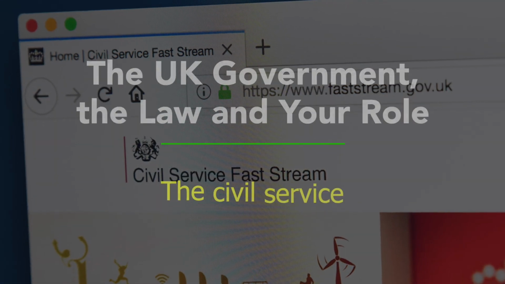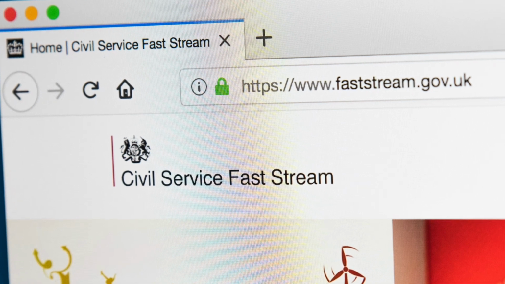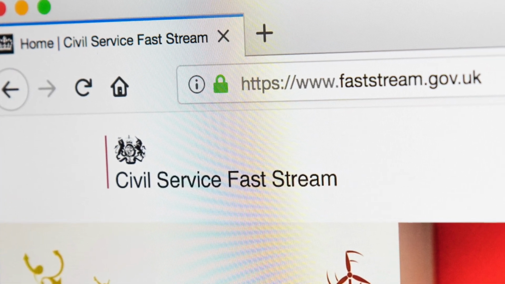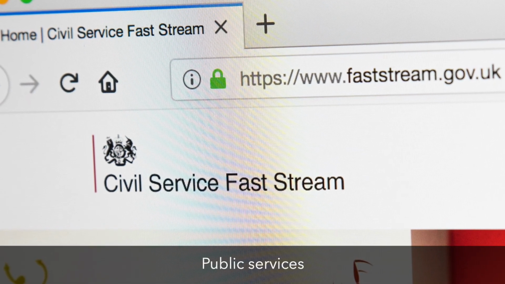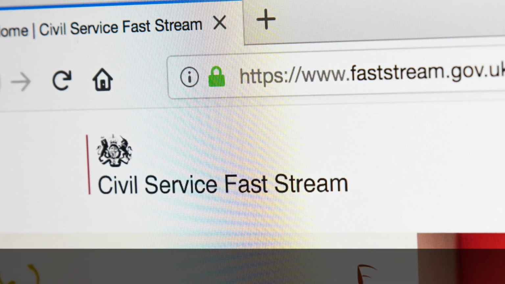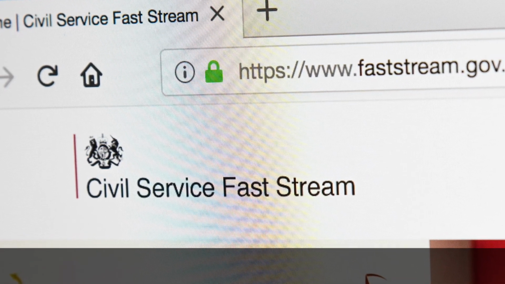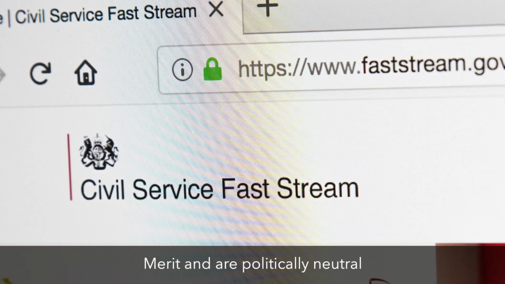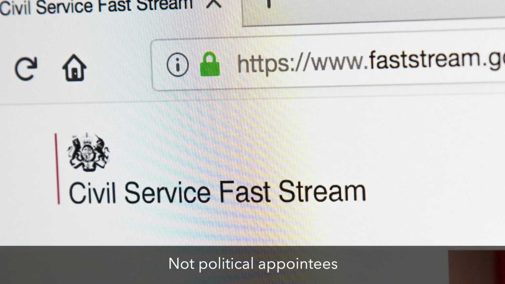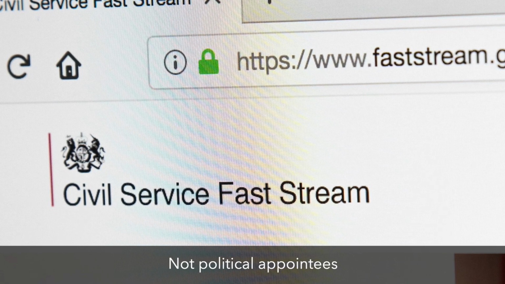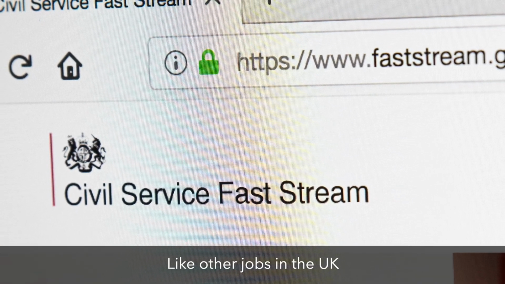The civil service. Civil servants support the government in developing and implementing its policies. They also deliver public services. Civil servants are accountable to ministers. They are chosen on merit and are politically neutral. They're not political appointees. People can apply to join the civil service through an application process like other jobs in the UK.